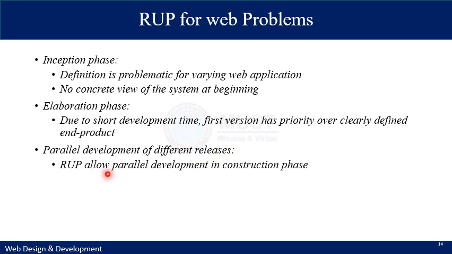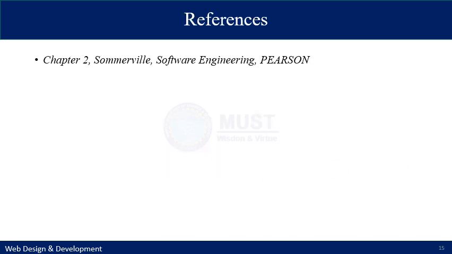The traditional unified process allows parallel development in the construction phase. So you start the inception and the construction phases in parallel. Once the requirements are clear for one version, you can start the construction of that version, and you can look for the requirements of the next version. In the meantime, when the first version is constructed and the requirements for the second version are ready, you can start the construction of the second version.